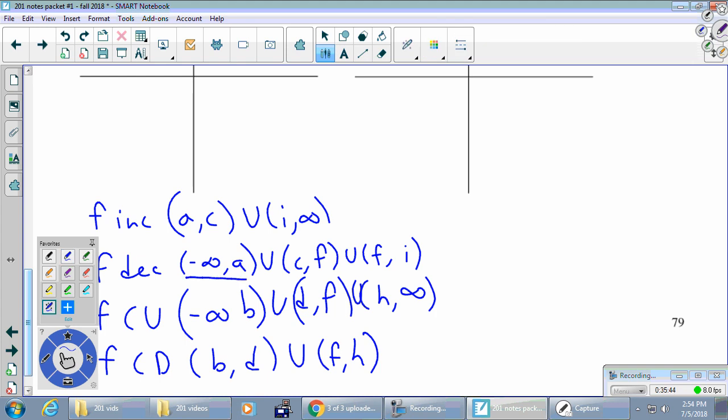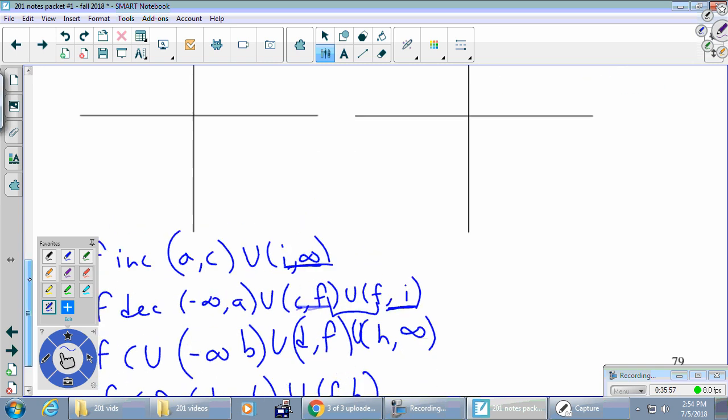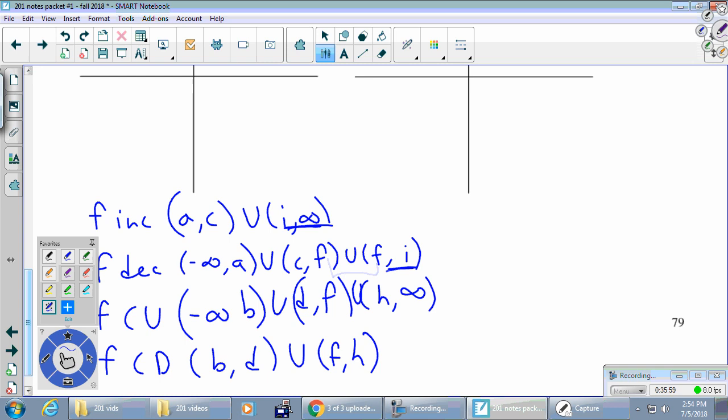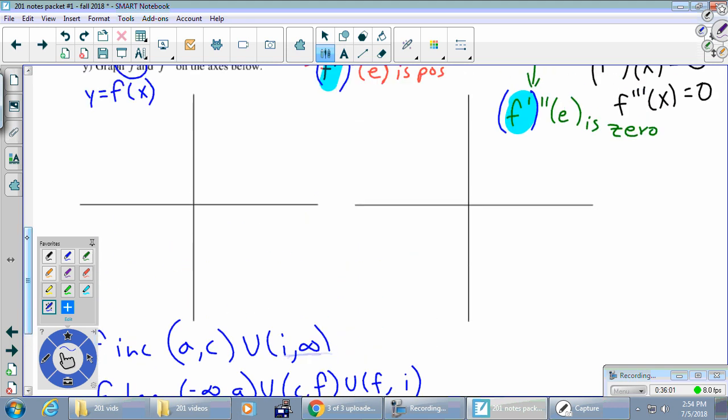Let's try this again. Decreasing in the beginning until A, then it's increasing, then it's decreasing. It's actually flat at F, then it's decreasing some more, and then it's increasing the rest of the way. So let's see if we can get a rough first sketch of this thing. So the important numbers here were A and C and F and I. I'm just going to arbitrarily label them here.